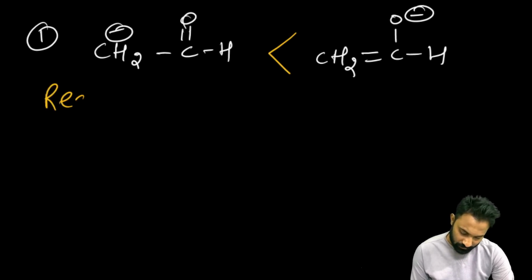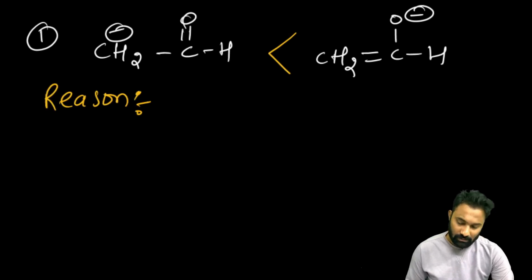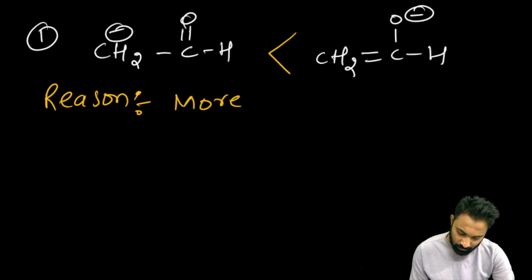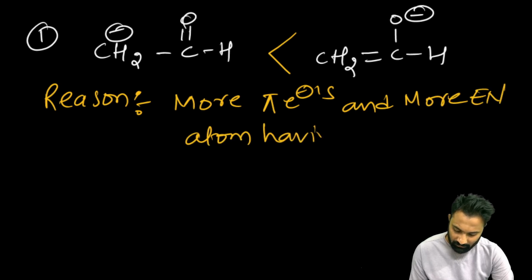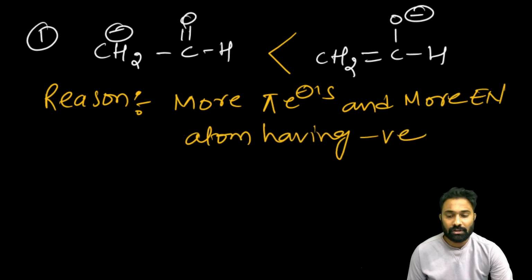Why? Reason. Clear? Here you can see the carbon double bond O. The more double bonds present in the resonating structure, the more stable. That is the first key point. After that, the more electronegative atom should bear the negative charge. That means more pi bonds and a more electronegative atom having the negative charge. Due to that, resonating structure 2 is greater than 1.